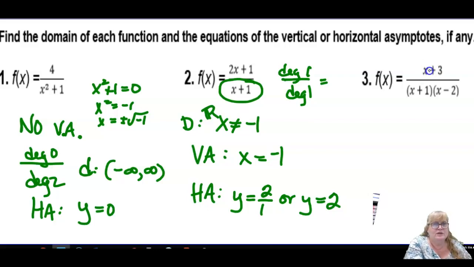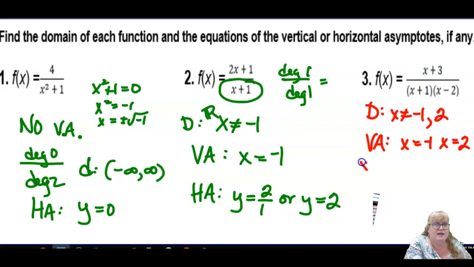And this last one, it's easy to tell the domain restrictions. X cannot equal -1 or 2. So there are vertical asymptotes at x equals -1 and x equals 2. But because it's already factored, we have to be thinking a little bit.